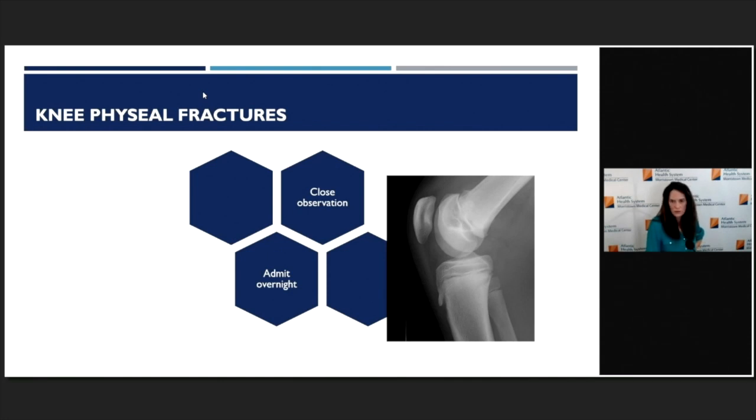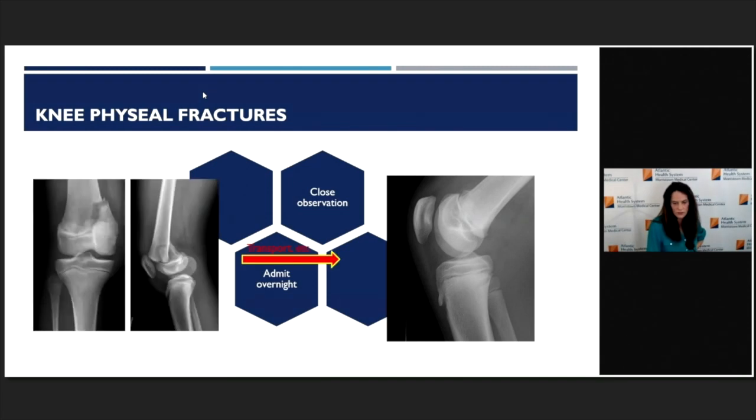And even if it doesn't look too bad, I closely observe all these. I usually will admit them overnight because this happens out at a football field or something like that. They're transported, and then sometimes in that transport, it sort of auto-reduces a little bit. So you never know if it really looked like this image on the left of the screen and something happened to make it look a little bit better than it really is.